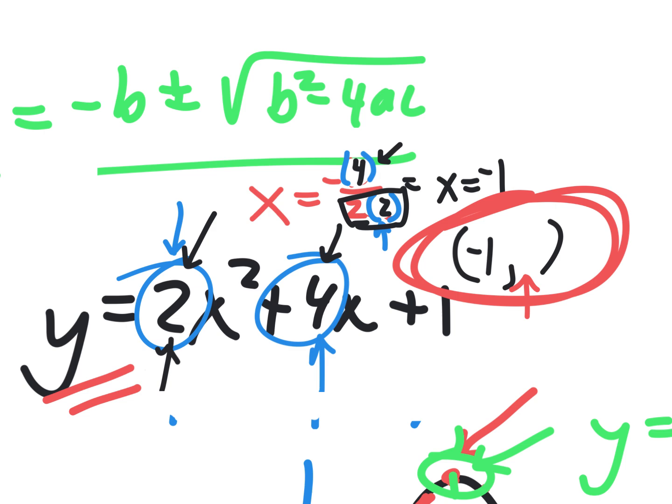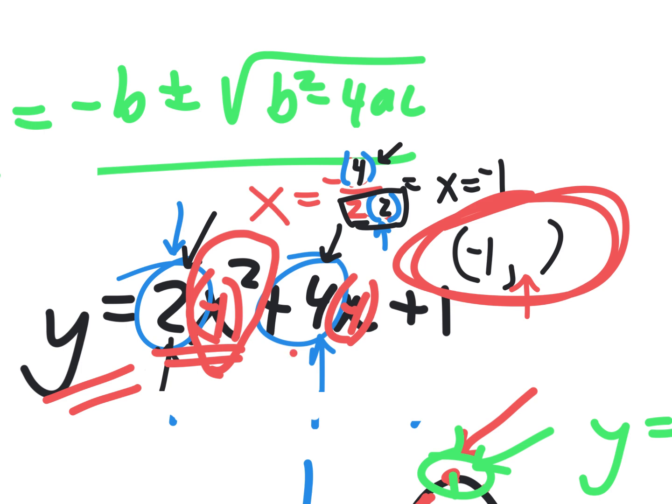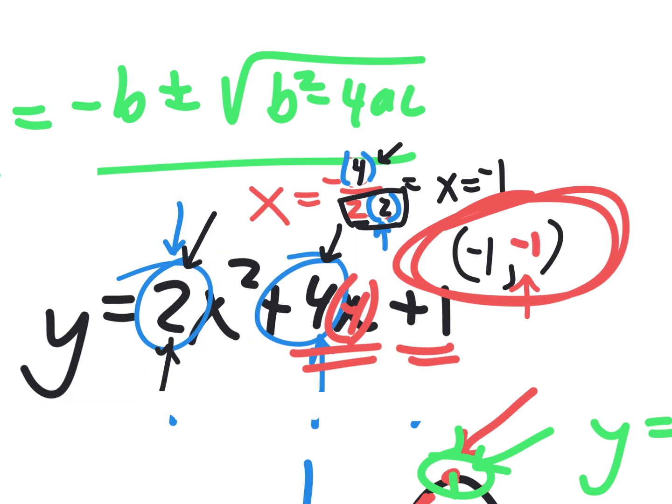I bet Asen knows where to put that negative 1. Do you know where to put that negative 1? In the x, yes. She put a negative 1 right there and right there. And now I just have to multiply it all out. Negative 1 squared is 1. 1 times 2 is 2. And that's negative 4. 2 plus negative 4 makes negative 2. Negative 2 plus the 1 makes negative 1. Negative 1, negative 1. That's the vertex.